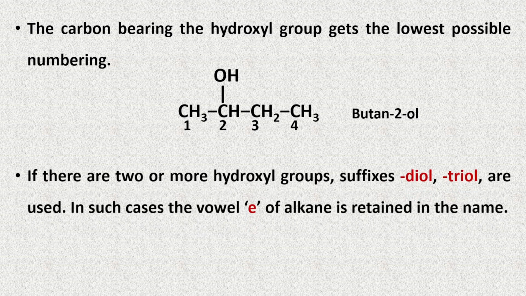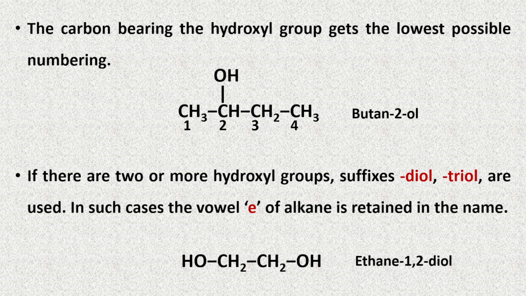If there are 2 or more hydroxyl groups, then add a suffix like diol or triol, depending upon the number of hydroxyl groups present in a compound. In such cases, the letter E of the alkane is retained in the name. For example, as you can see, HO-CH2-CH2-OH has 2 hydroxyl groups. So, its nomenclature is ethane-1,2-diol. As you can see, we have retained the letter E of the alkane.